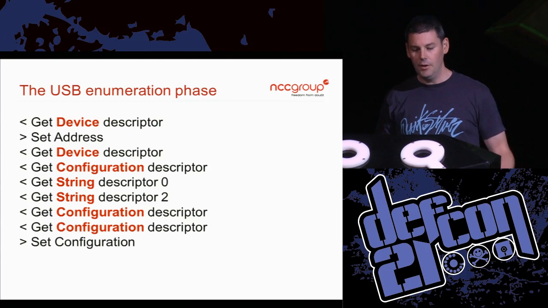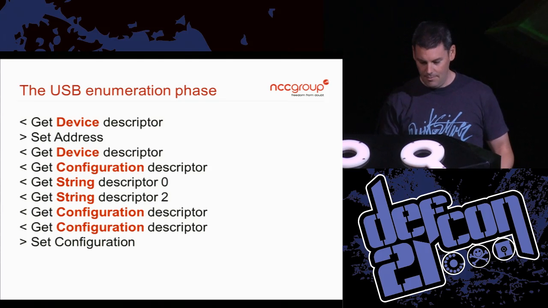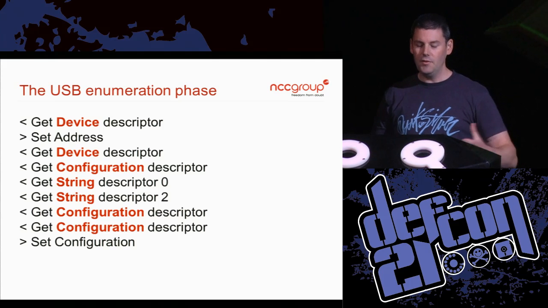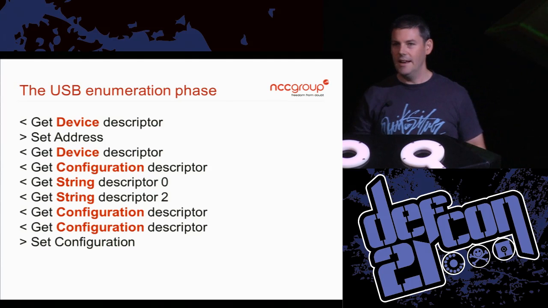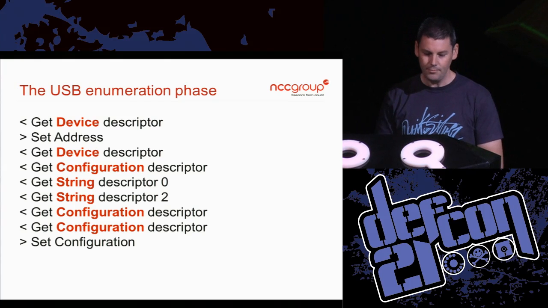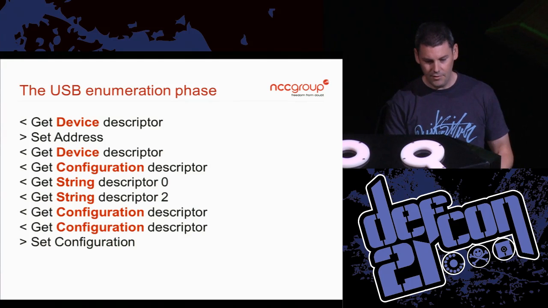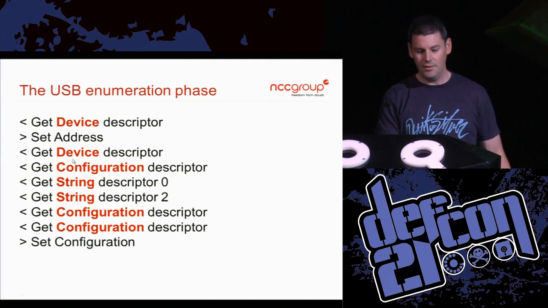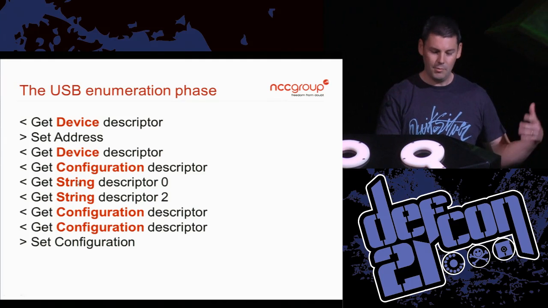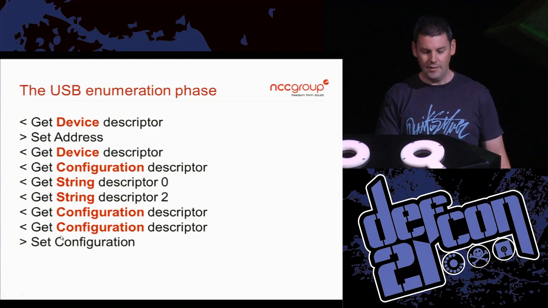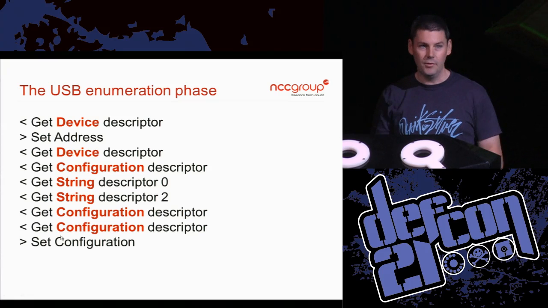So here's a typical enumeration phase. The arrows indicate the direction of the traffic. There's a bunch of different descriptors, which just contain information about configuration. They're data structures, essentially. So you get a device descriptor, the host sets an address, it then requests a device descriptor again, a configuration descriptor, a string descriptor, and a bunch of configuration descriptors. The host then sets the configuration and you can then start using the device.